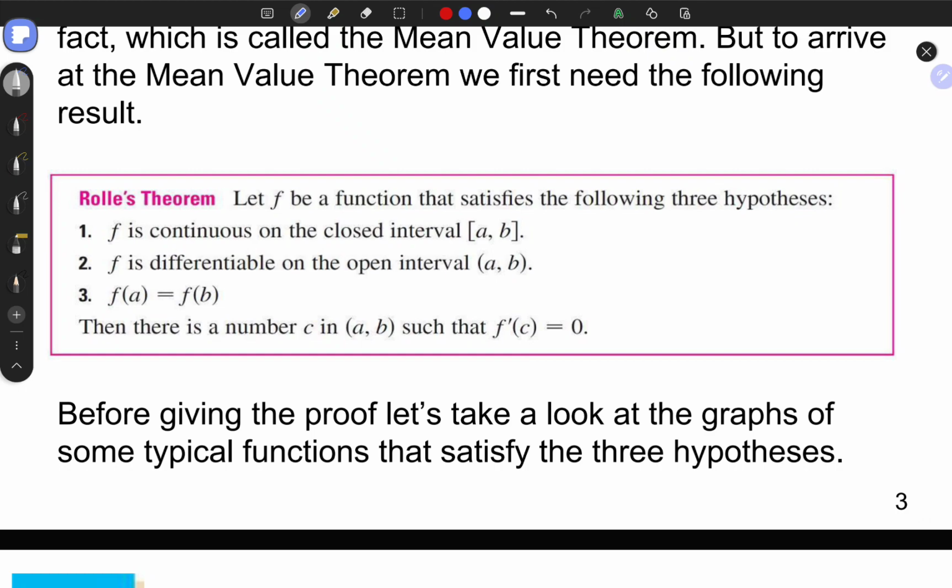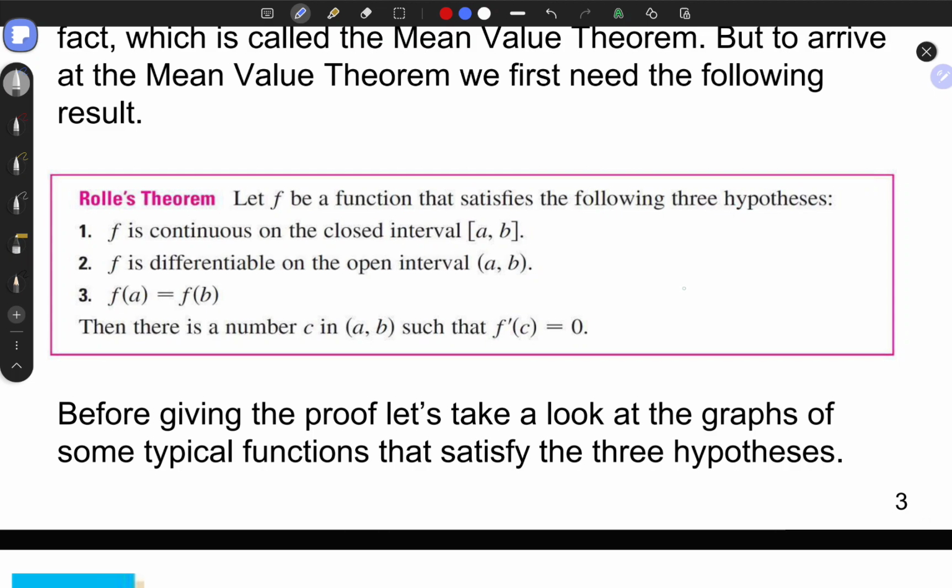We have three requirements. If it fulfills these three requirements, it satisfies this theorem. One, the function is continuous on the closed interval a to b. Two, it is differentiable on the open interval a to b. And three, f of a equals f of b, which I think is pretty obvious what it means.